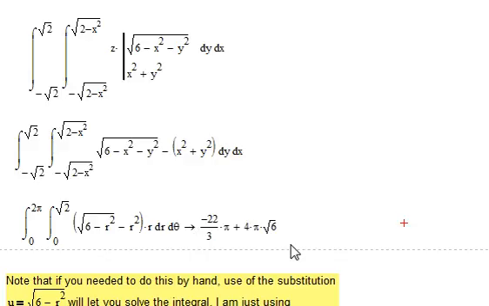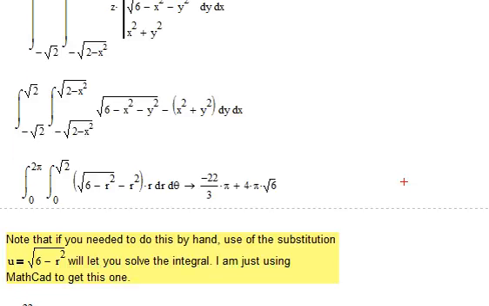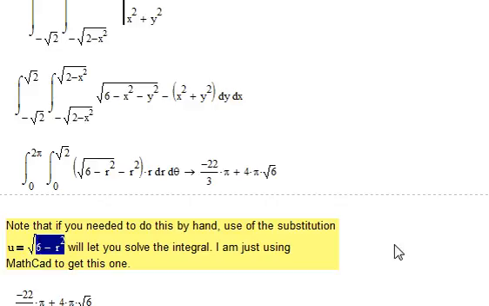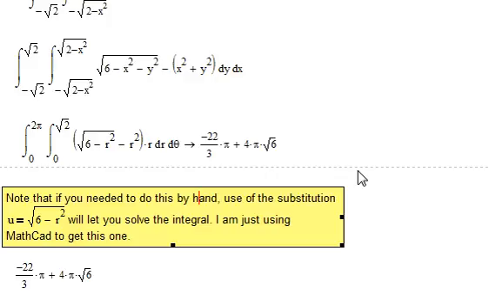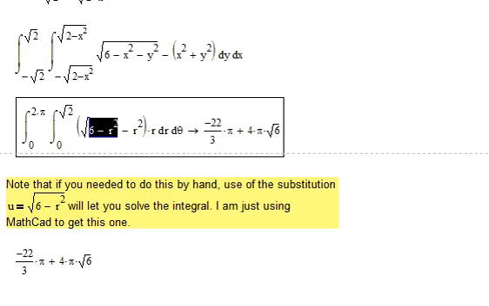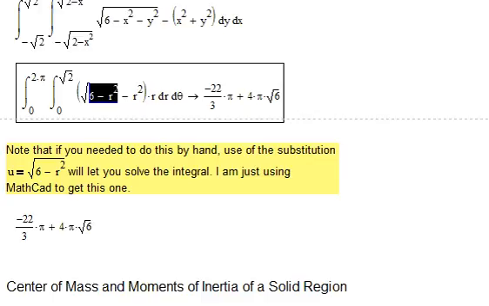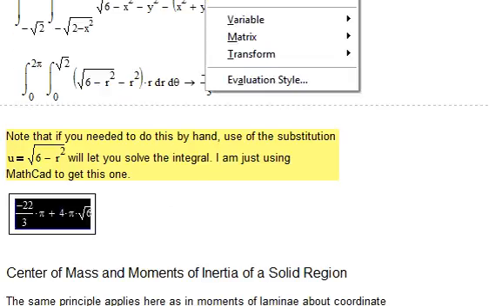I used my software to evaluate and got this answer: 4 square roots of 6 pi minus 22/3 pi. Of course, then approximately what would that be? By the way, making this u substitution, it turns out to be pretty nice because part of the integral is necessary for that to get the square root of 6 minus r squared, and you can probably figure where most of that came from.